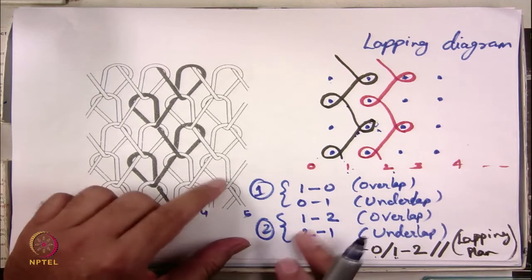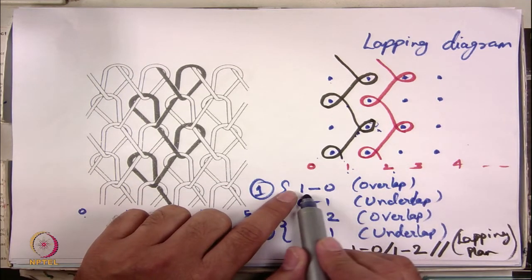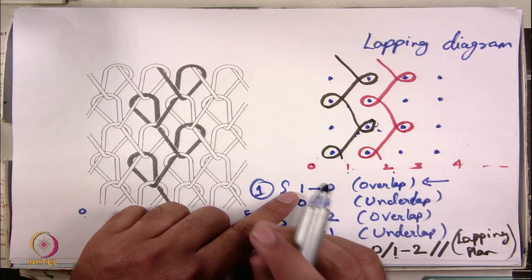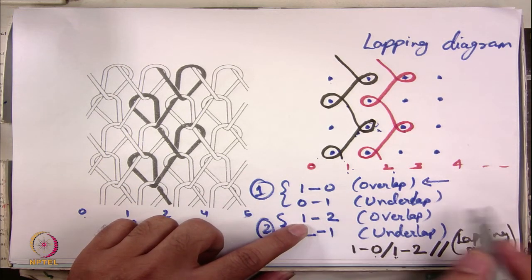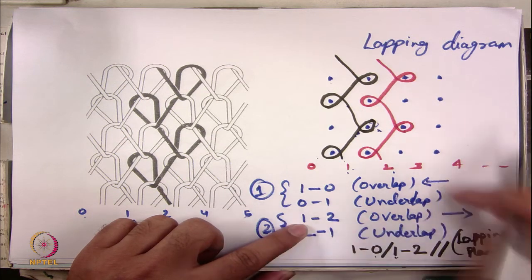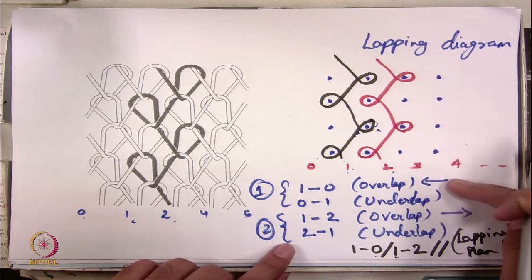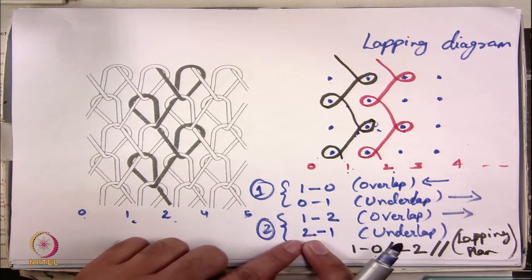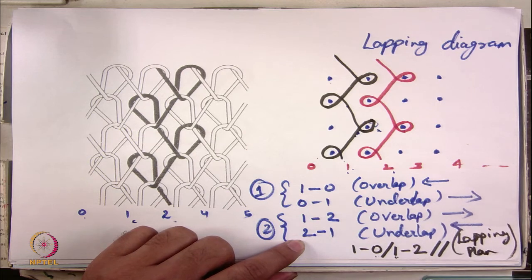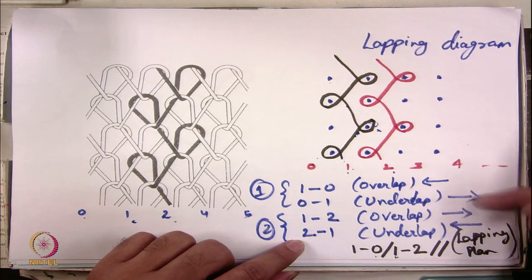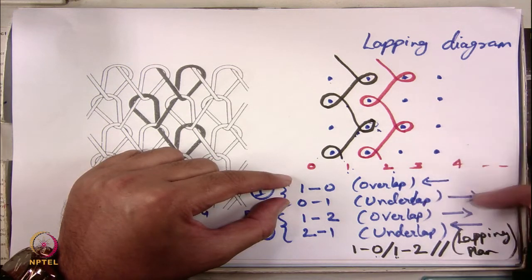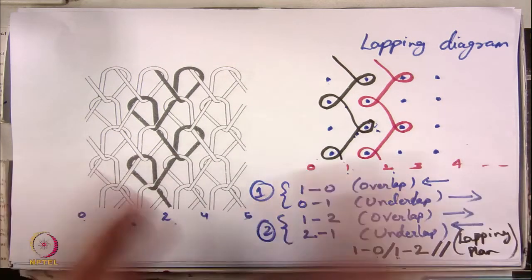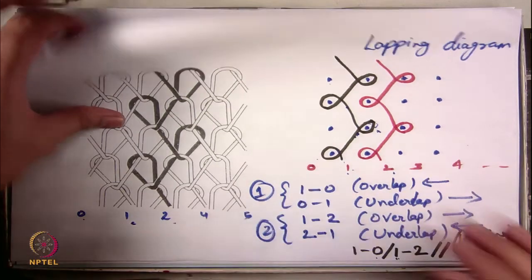One more interesting thing, if you try to analyze more and more: if you see here, the overlap is from 1 to 0. So this is basically from left to right. So the direction of overlap is in this way. If you see 1 to 2, the direction is on the right side, okay. So in alternating courses, the direction of overlap is different. If you see underlap here, 0 to 1 is on the right side, and if you see here, the direction is opposite, okay. So directions are different. In the same course, the direction of overlap and underlap are in opposite directions. So these are some of the basic things which you can figure out while making the lapping diagram.